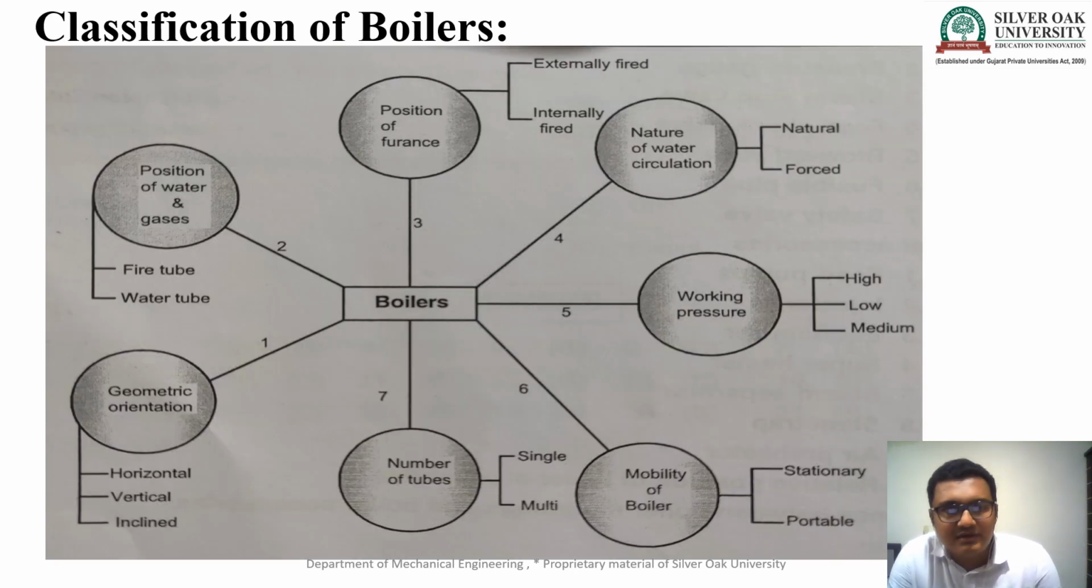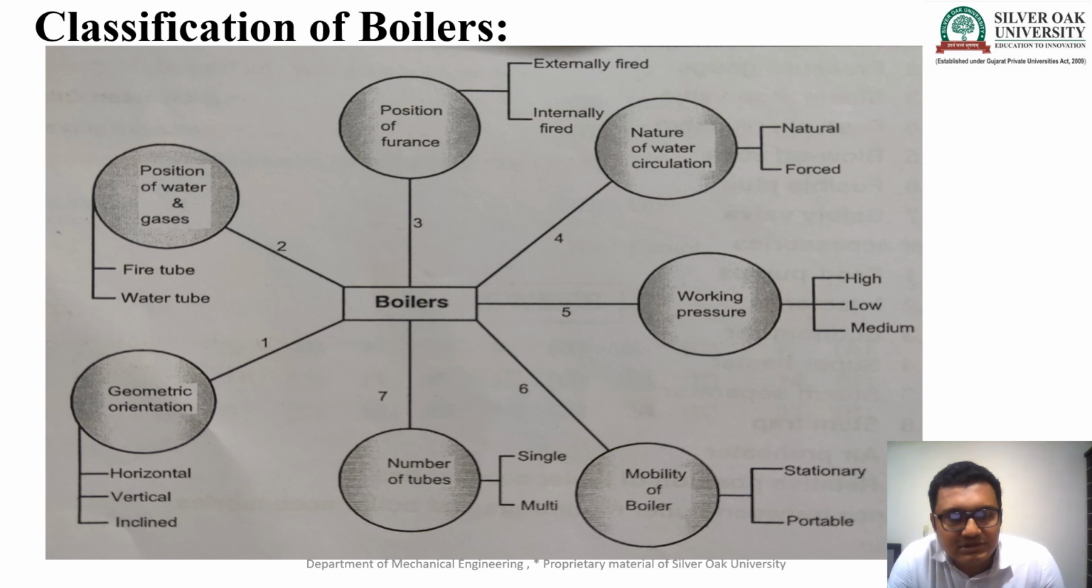Now we classify the types of boiler. Here you can see we have a total of 7 types of classification. First is the classification according to geometric orientation. According to the geometric orientation we have 3 types of boiler: the horizontal boiler, the vertical boiler, and the inclined boiler.